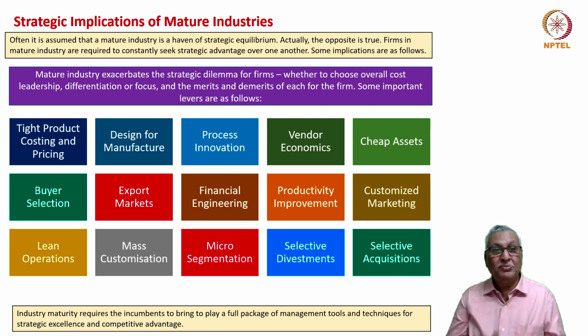Lean operations, mass customization, micro-segmentation, selective divestments, and selective acquisitions are strategic initiatives that could help a firm in the mature industry become more competitive. Incumbents in a mature industry have to bring the full suite of management tools and techniques for strategic excellence and operational competitive advantage. That is the hallmark of mature industries.